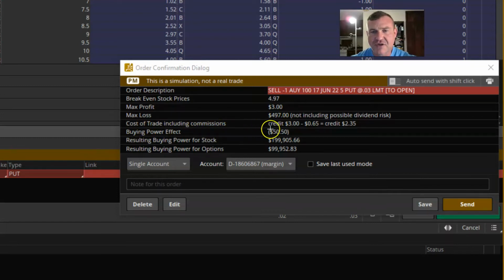Trading cost, including commissions, is a $3 credit minus 65 cents of whatever commission equals the total gross profit left over, $2.35. Buying power effect. Don't worry about this too much right at the moment. There is something called buying power, and it negatively affects it when you put a trade on. And it shows you the amount of buying power I have left in this simulated trading account to purchase stock or to trade options. Now we are going to click this button and send the order into the market.